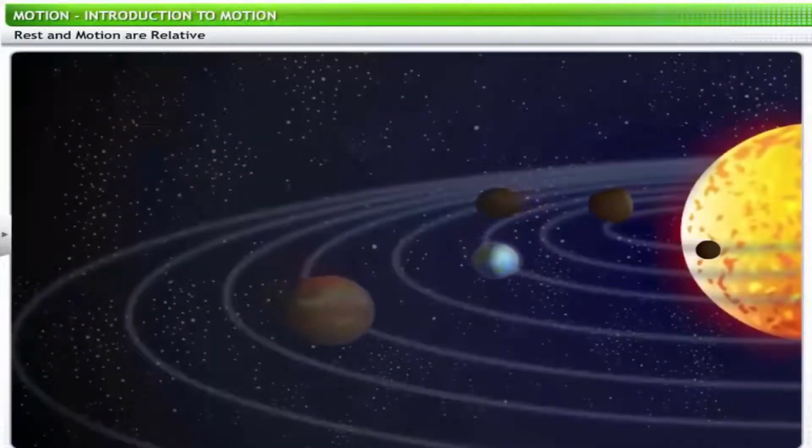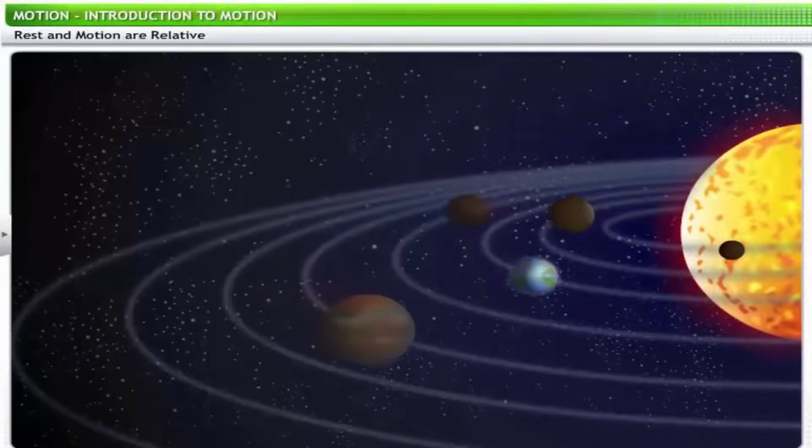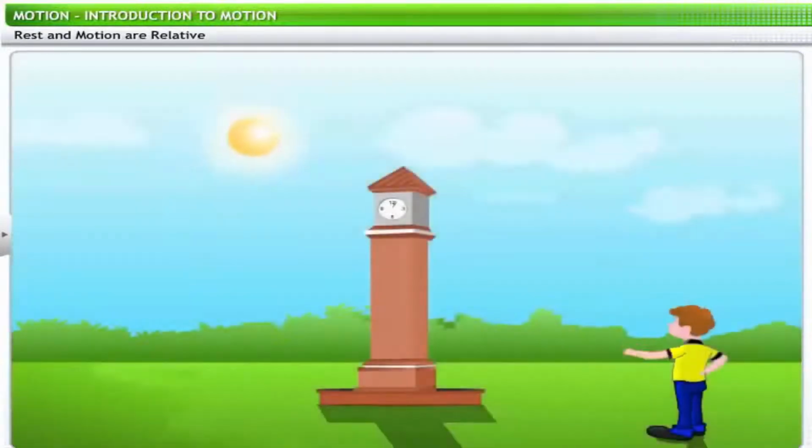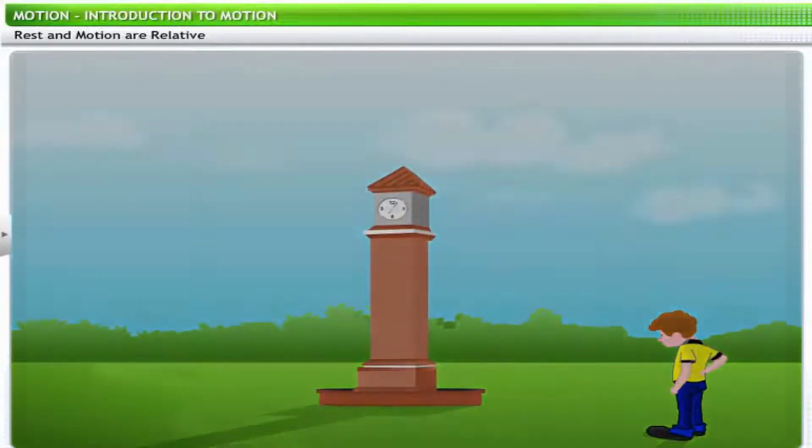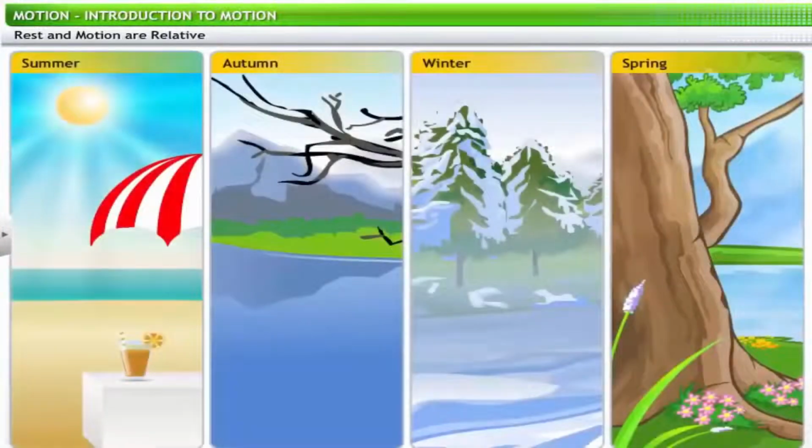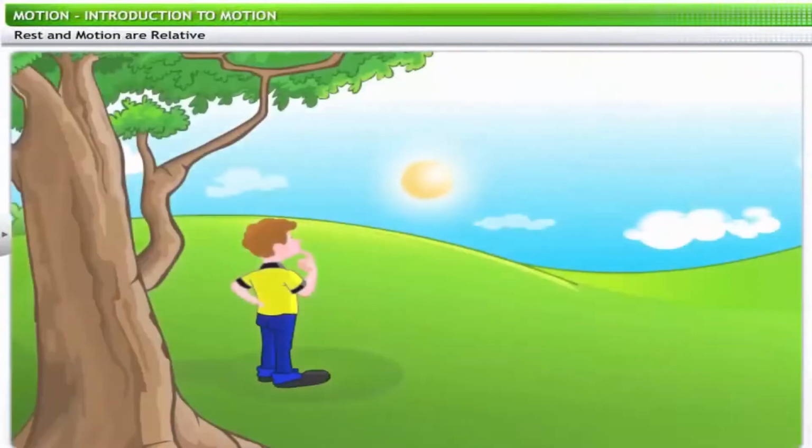Similarly, we cannot see the rotation or revolution of the Earth. However, based on the changes in the environment at various times of the day and transition of seasons, we can infer that the Earth is rotating on its axis as well as revolving around the Sun. Hence, overall, you are in motion as a part of Earth, but at the same time, you are at rest with respect to your immediate surroundings.